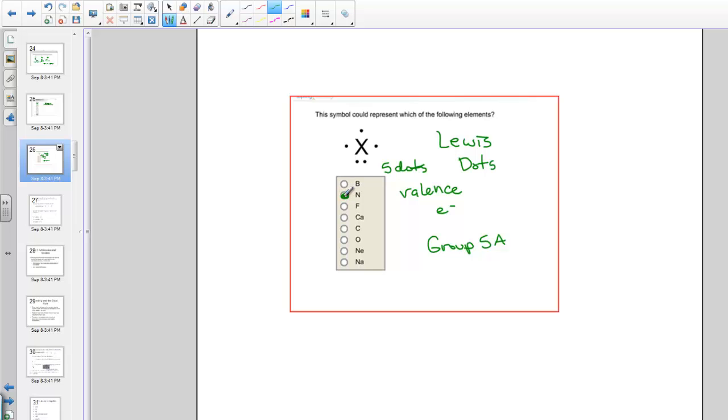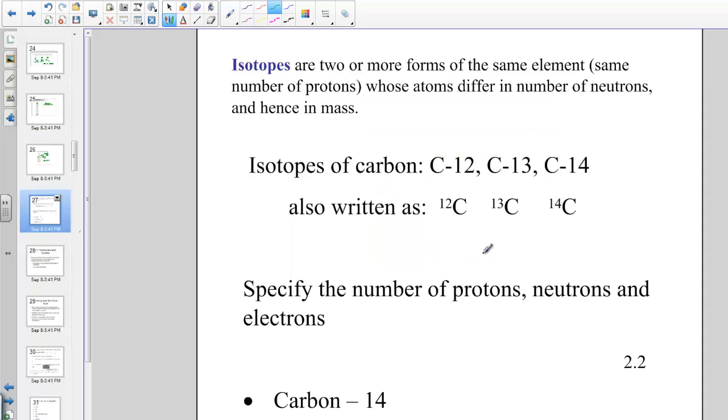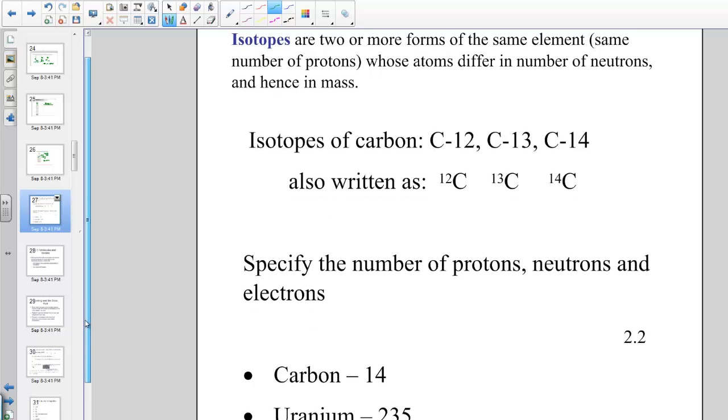Of all the elements listed in our example, who had 5 valence electrons? I saw nitrogen. Boron is group 3A. Nitrogen is 5. Fluorine is 7. Calcium is 2. Carbon is 4. Oxygen 6. Neon 8. Sodium 1. Just sharing with you what group number each of those live in. The only one who lives in group 5A is nitrogen. So these Lewis dot symbols are kind of interesting in helping us write out the valence electrons in our atoms.